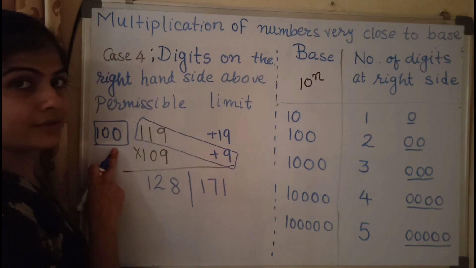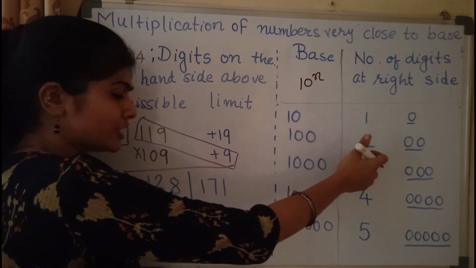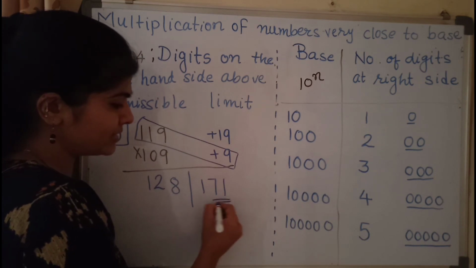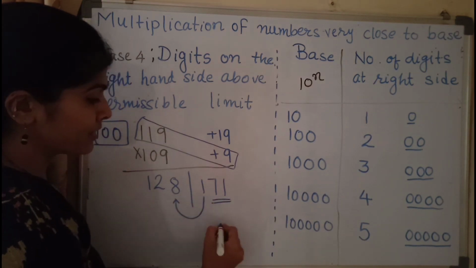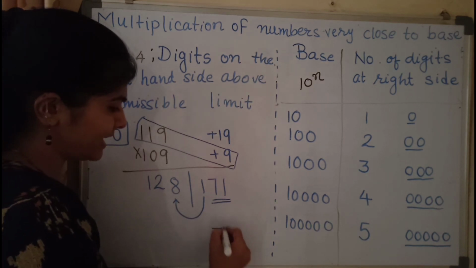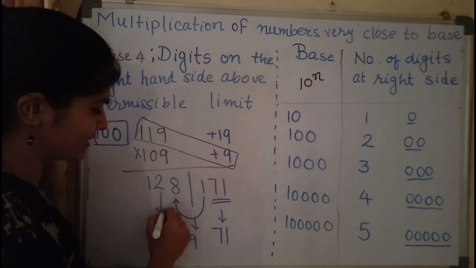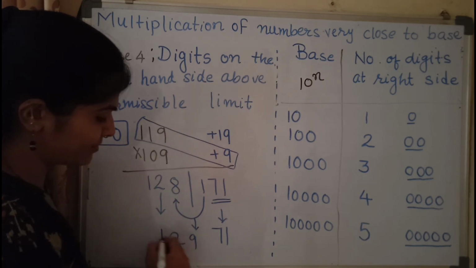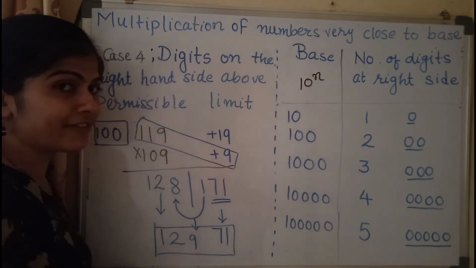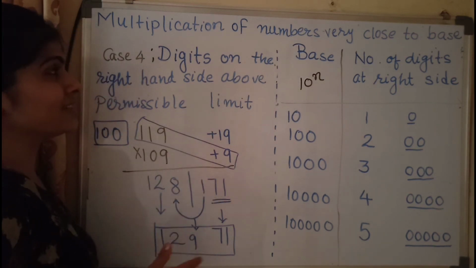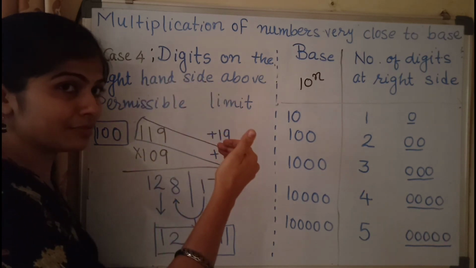What is the base? Base is 100. So accordingly we should have permission of just 2 digits. So these 2 digits we can keep as it is, but this third digit should be carried. So this will become 71 as it is. 8 plus 1 is 9 and this 12 as it is. So what is my answer? My answer is 12,971. So this is the case when digits on the right hand side are above the permissible limit.